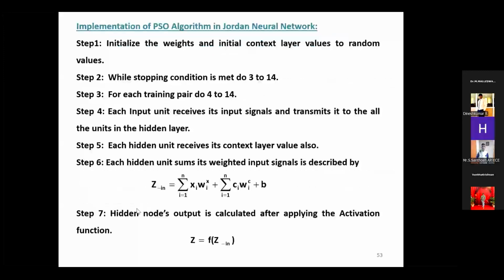Okay. Now, how to implement a PSO algorithm in Jordan neural networks? This is the PSO algorithm which we are going to implement on this Jordan type RNN. First, step one: initialize the weights and initial context layer values to random values. As I said earlier on how to set the random values, you always have to keep the weight values between minimum and maximum.